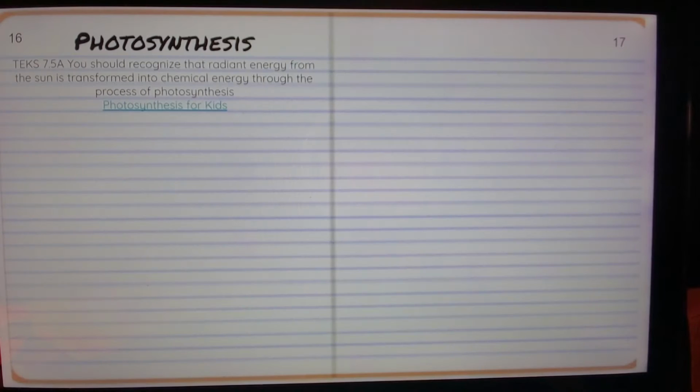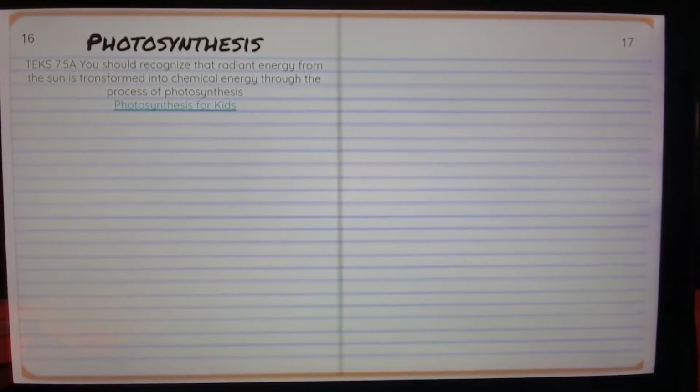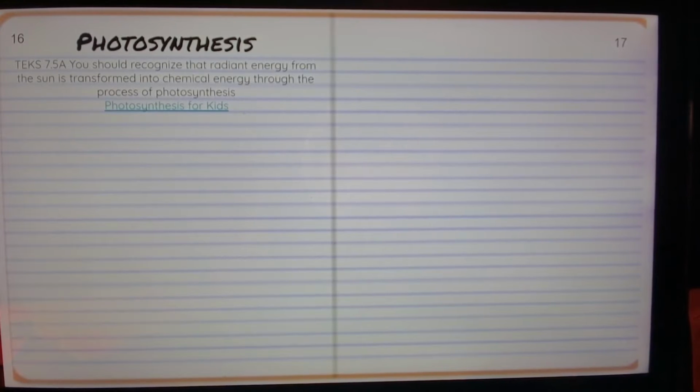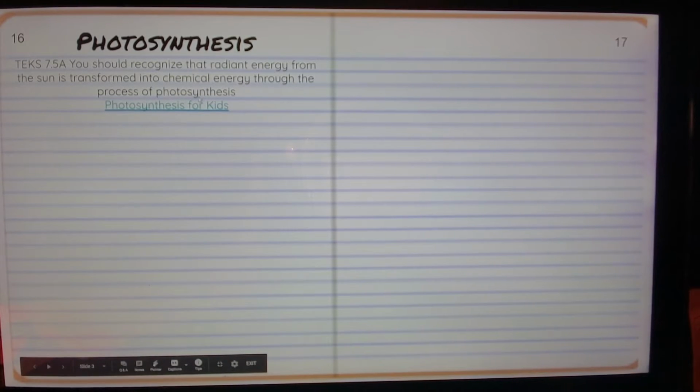So let's take a look at this. So we're going to start by writing the definition of photosynthesis, and the TEKS for photosynthesis. And the state of Texas wants you to know that you should recognize that radiant energy from the sun is transformed into chemical energy through the process we call photosynthesis. So I've embedded a couple of movies for you to watch.